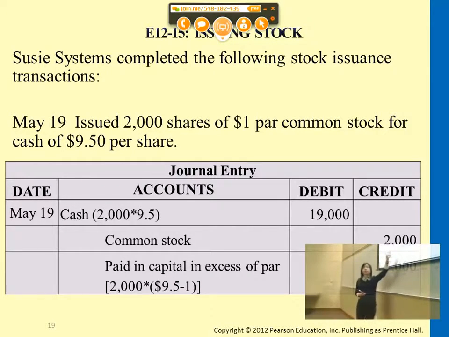Credit side, common stock is always the number of shares times face value, if there is one face value. And the excess part, market price minus face value, $8.50 times the number of shares. So there's a premium of $17,000, and there's common stock, face value times shares, 2,000. If we were to post this to T accounts, right-hand side, common stock 2,000, paid-in capital in excess of par, $17,000.